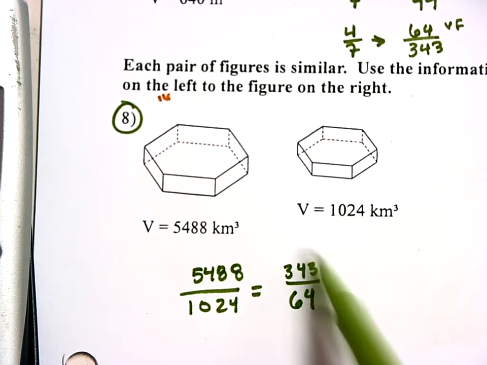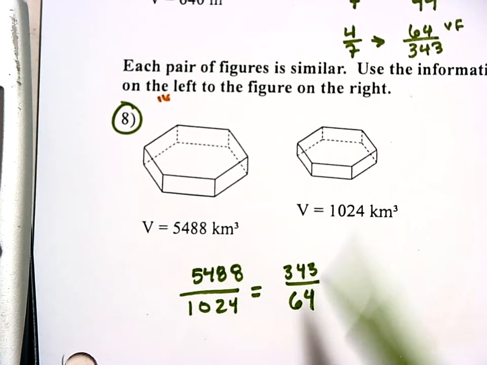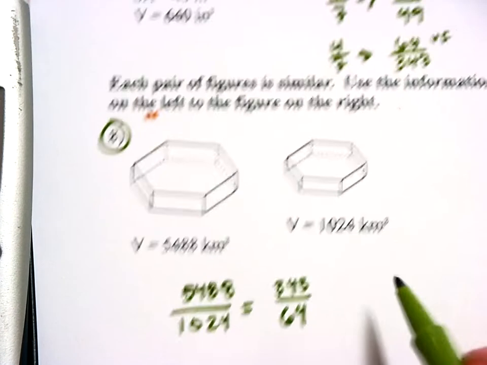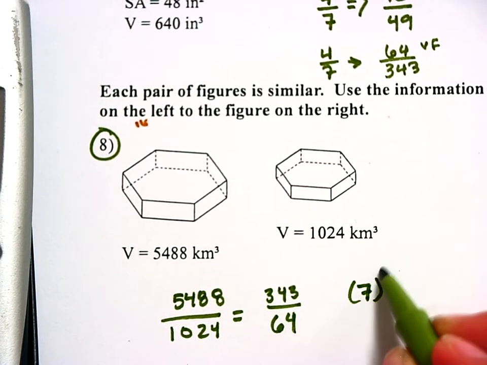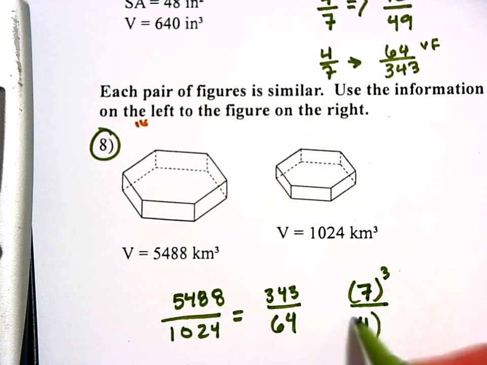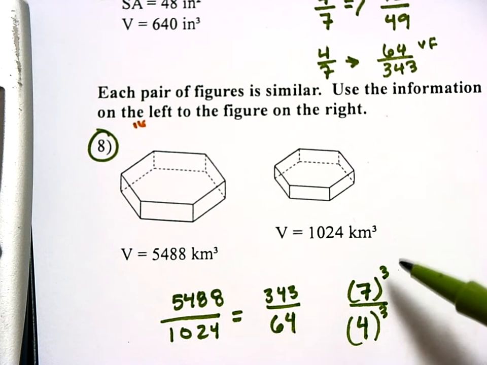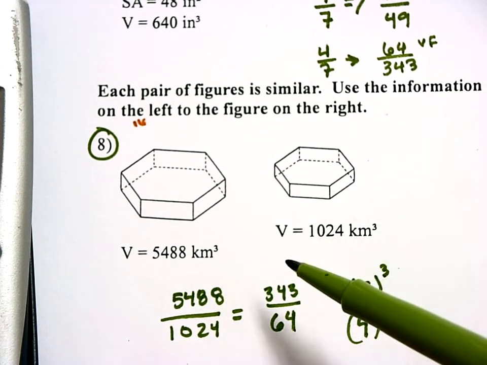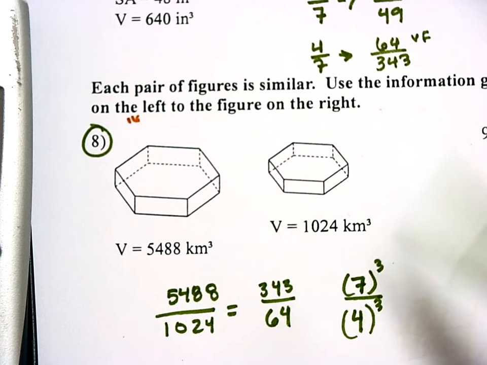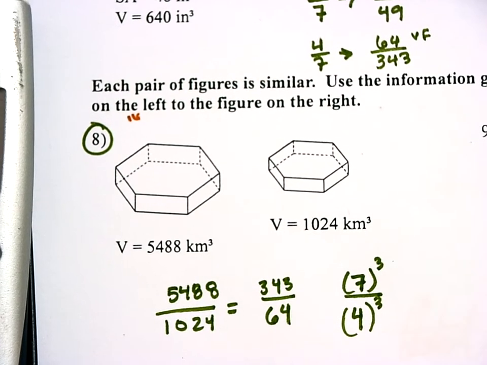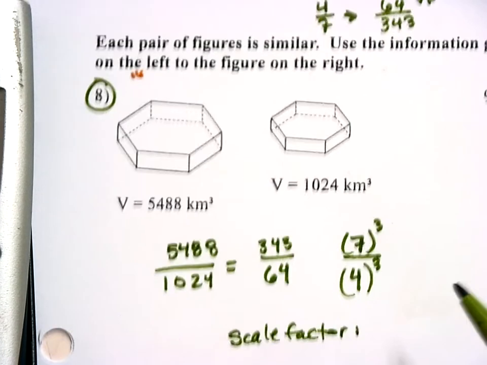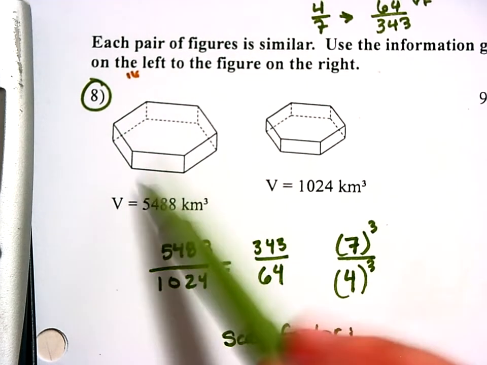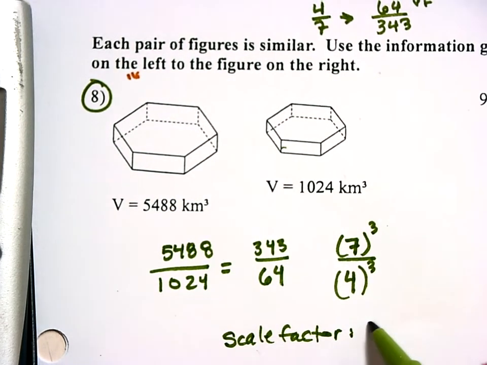Okay, and what I'm noticing here from my previous problem is these are perfect cubes. So this is actually 7 cubed over 4 cubed. And remember, our volume factor is just our scale factor cubed. So that means the original scale factor for the lengths, how the lengths changed from the first to the second figure, is 7 to 4, or you could write it as 7 over 4.